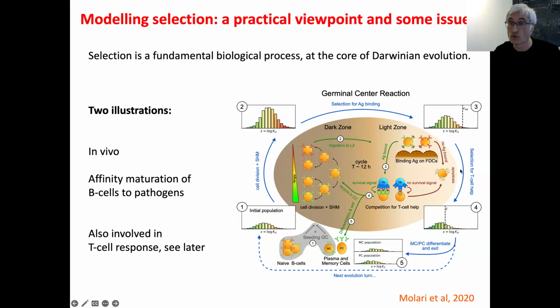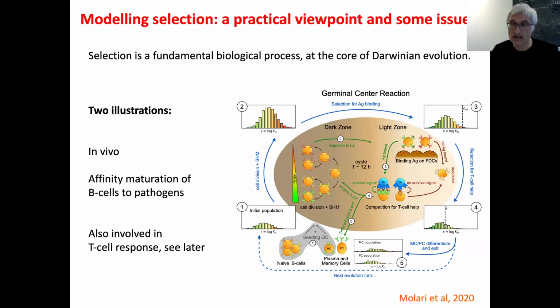So at the end, after a few rounds of selection like that, you get cells which actually bind quite well to the pathogens. And these cells can be used for the body to initiate some reaction, for instance, to kill the pathogens, or they can be used as memory cells, which can be reactivated months or years later when you get infected again. And this is exactly the principle of vaccination.